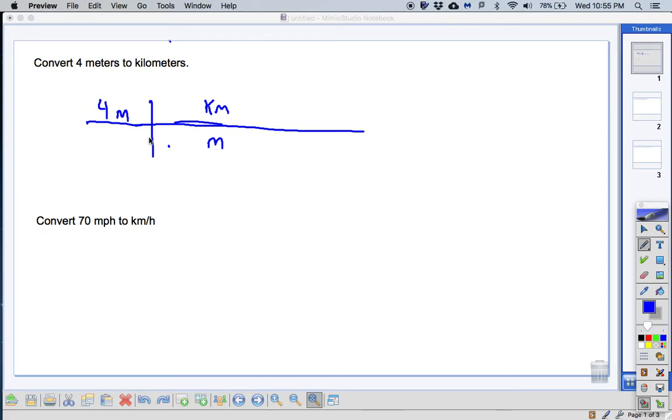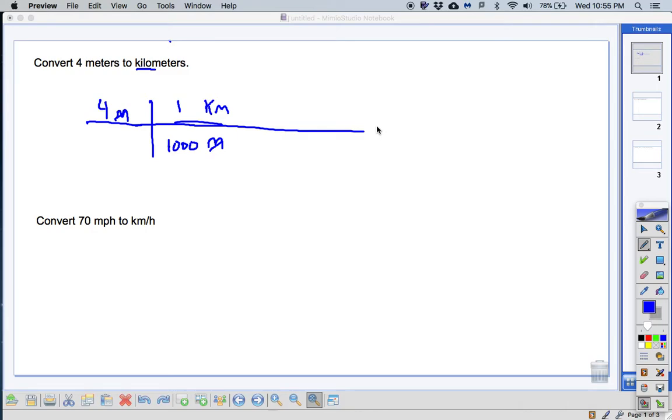Now notice the meters were on top, so I put the meters on the bottom. The reason I did that is because we want the meters to cancel out. So we're going to cancel the meters out right now. Then I have to put numbers in here. We know that 1 kilometer is worth 1,000 meters. That's what that other scale just said. So 1 kilometer is the same as 1,000 meters. When I look at the last unit, I have kilometers here, and that's what I'm going for. So you just keep crossing things out until you get to the units you're looking for.